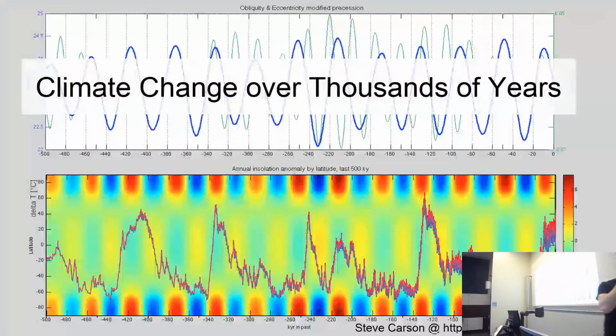Right, so just to quickly recap what we did last lecture. We talked about climate changes that occurred over relatively long time frames, so less than 1 million years, but longer than a few thousand years.